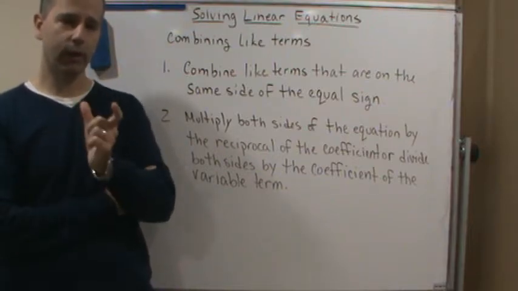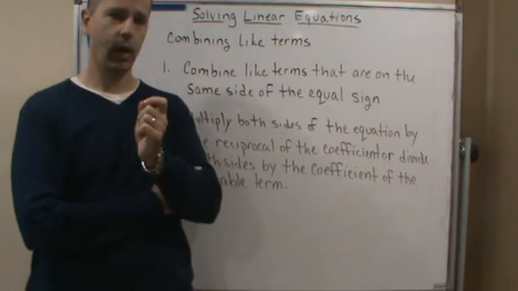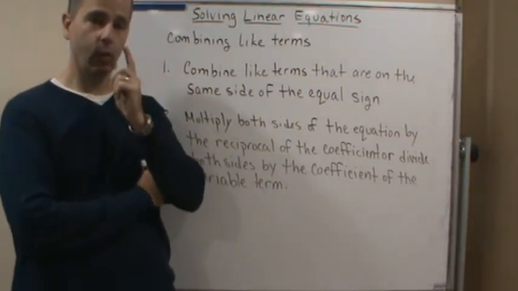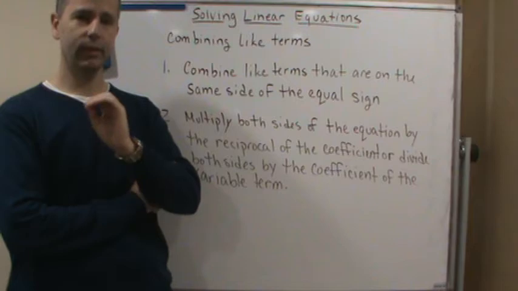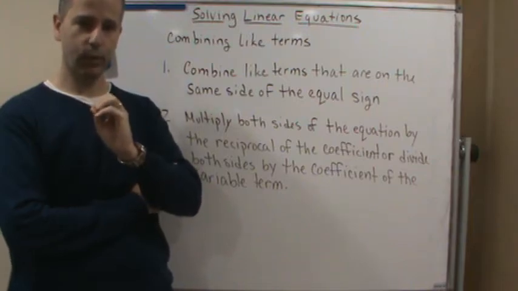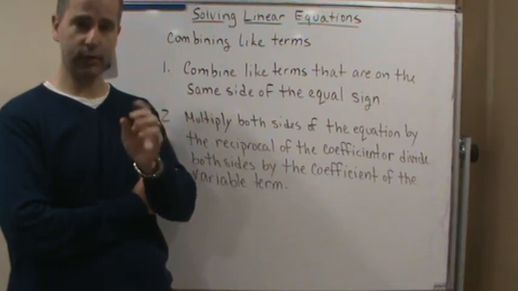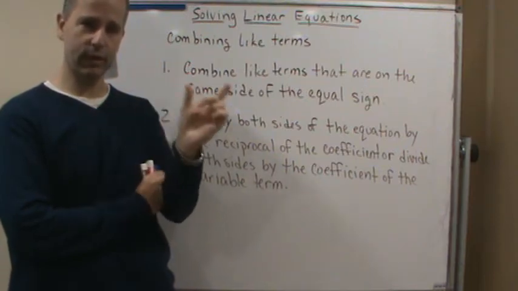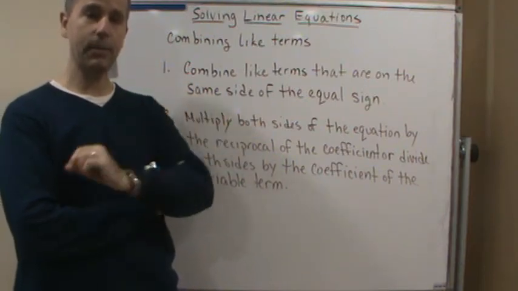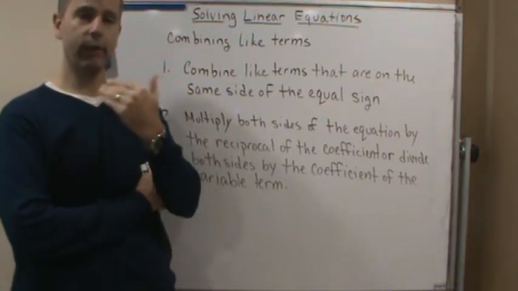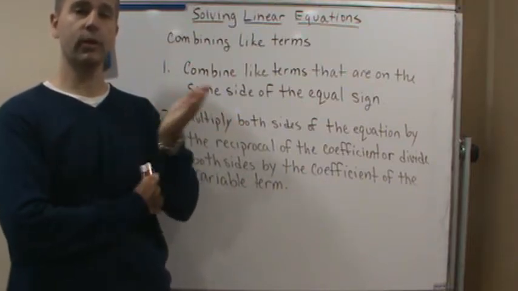So we know how to combine like terms, but when we're dealing with an equation, we have to make sure that we combine like terms that are on the same side of the equal sign. If they're not on the same side, if you notice that there are like terms but they're on opposite sides of the equal sign, we have to move one of them to the same side, right?